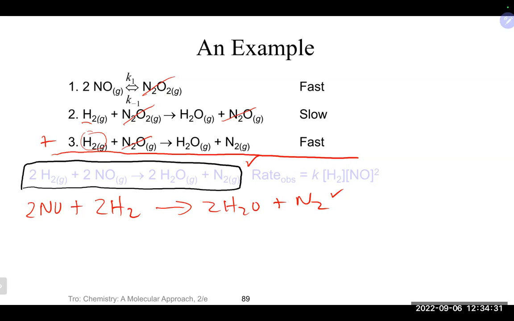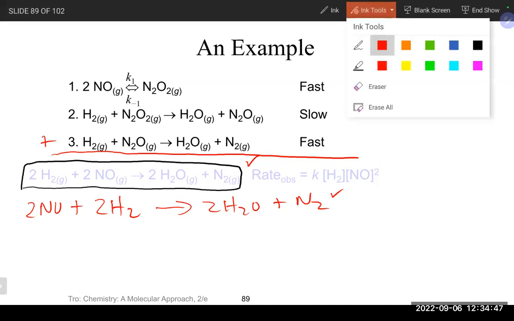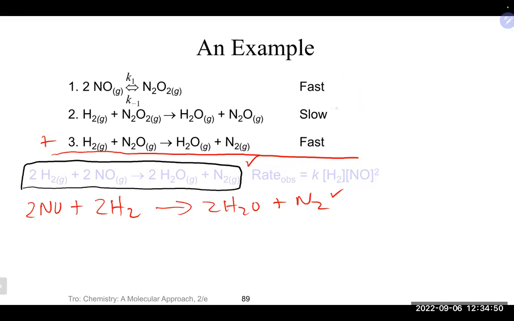So in this particular mechanism, which step is the rate determining step? It is the second one, and we know that because it says slow, and it's as simple as that, yeah? So in this case, we do know that the rate determining step should be this guy because it is the slow step. So if we take the slow step and write the rate law, we would have that the rate is equal to K times H2 times N2O2, right?